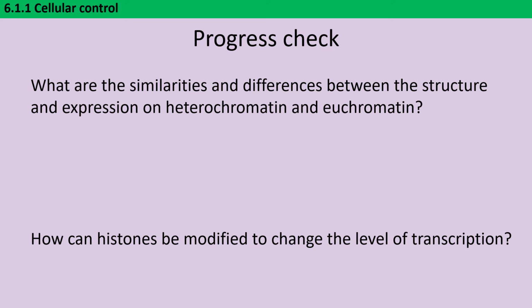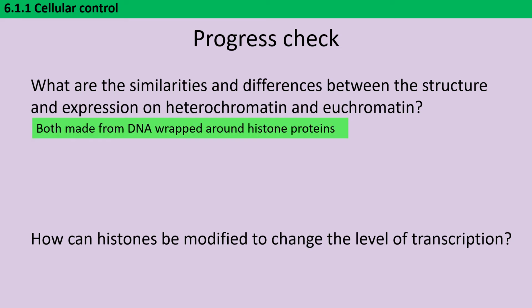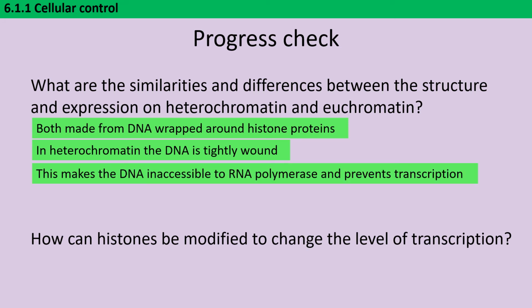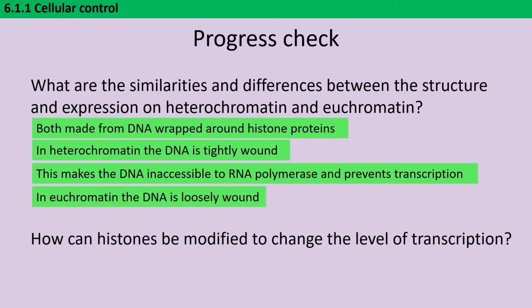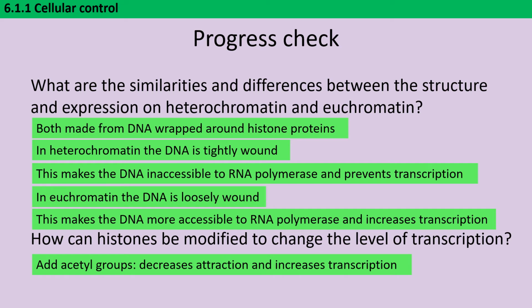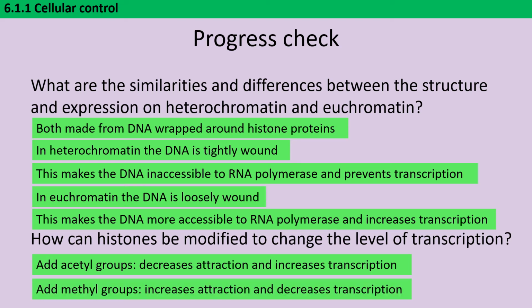So both heterochromatin and euchromatin are made from DNA wrapped around histone proteins, but the difference is in how tightly that DNA has been wrapped. So in heterochromatin, the DNA is really tightly wound, and this means that RNA polymerase can't access it and therefore it's not transcribed, whereas in euchromatin it's loosely wound and therefore transcription is increased. We can modify the histones in 2 ways, either by adding acetyl groups, which will increase transcription, or by adding methyl groups, which will decrease transcription.